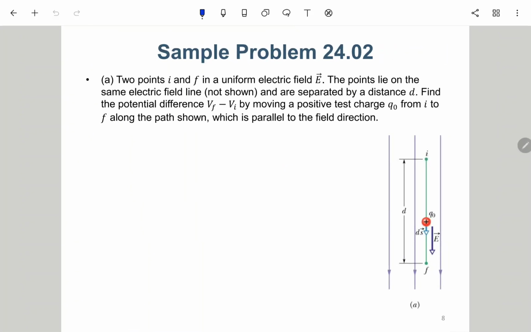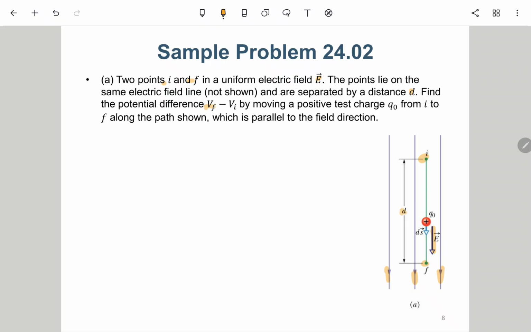Okay, so next we have a sample problem. Here, part A: two points, I and F, in a uniform E field. The points lie on the same electric field line. The electric field lines are the blue lines. This is point I, this is point F, and they are separated by a distance d.